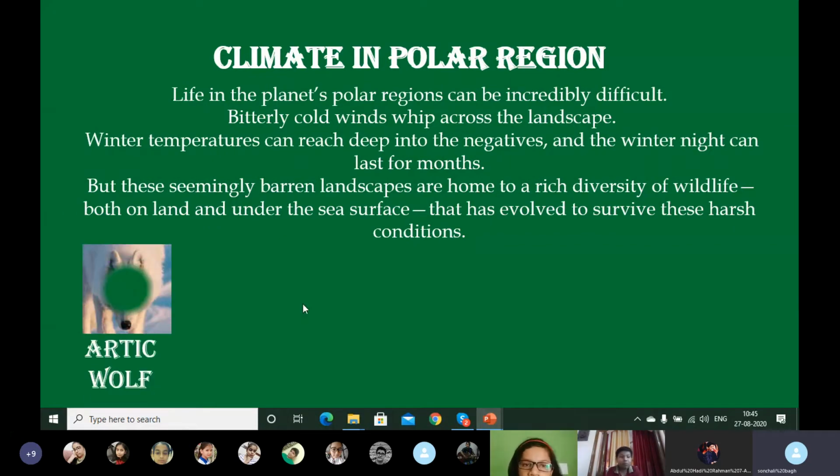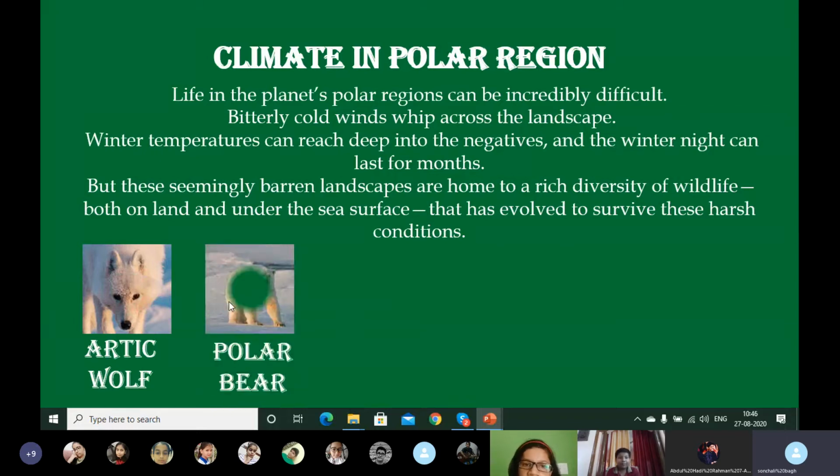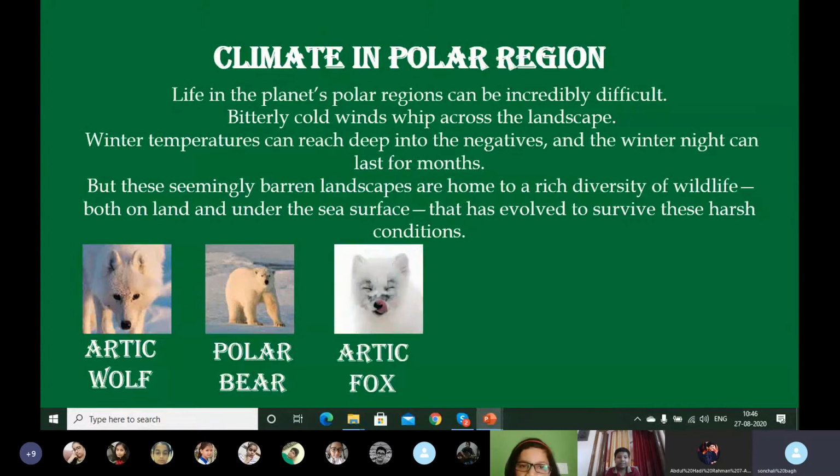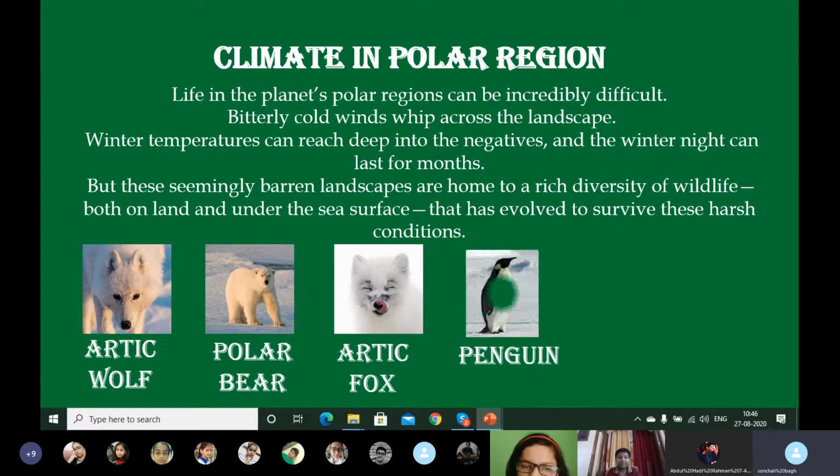So let's take some examples. For example, Arctic wolf, polar bear, then Arctic fox and penguins. I will be taking two animals, polar bear and penguin.